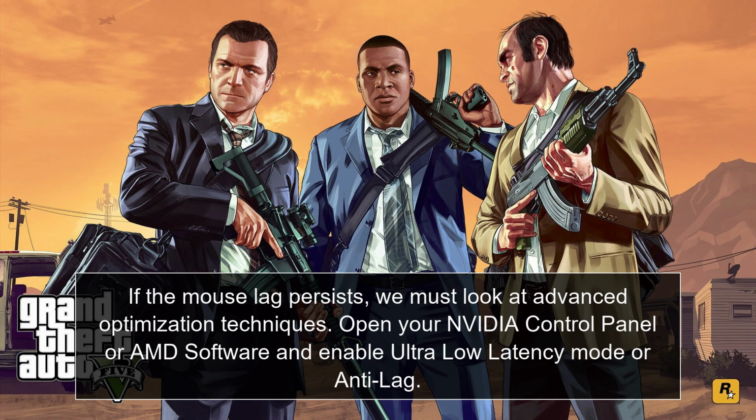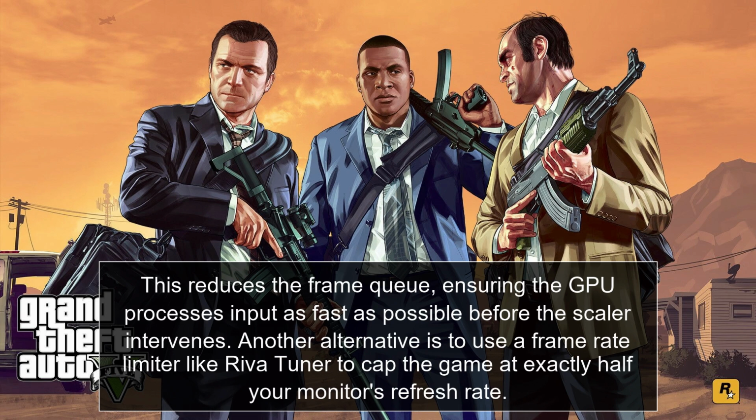If the mouse lag persists, we must look at advanced optimization techniques. Open your NVIDIA control panel or AMD software and enable ultra-low latency mode or anti-lag. This reduces the frame queue, ensuring the GPU processes input as fast as possible before the scaler intervenes.